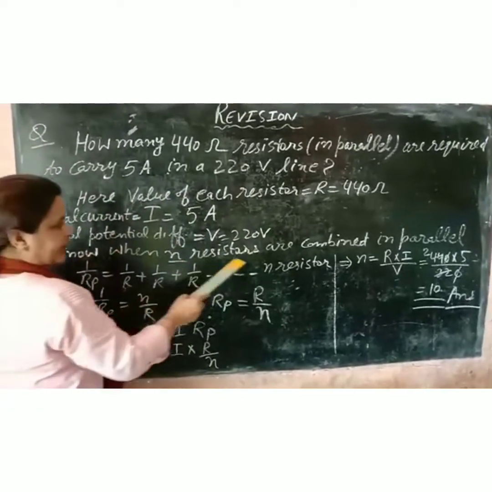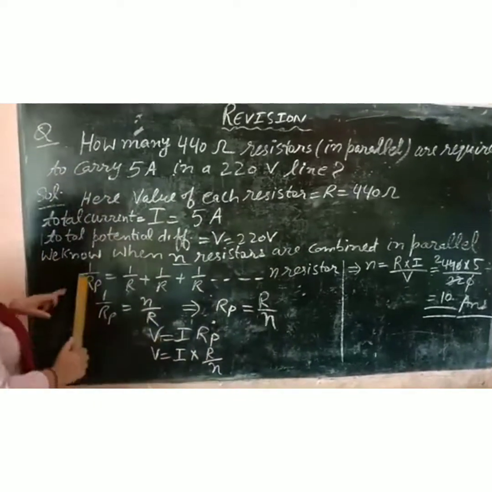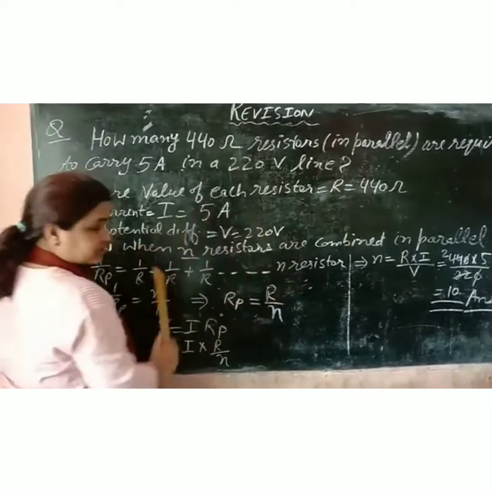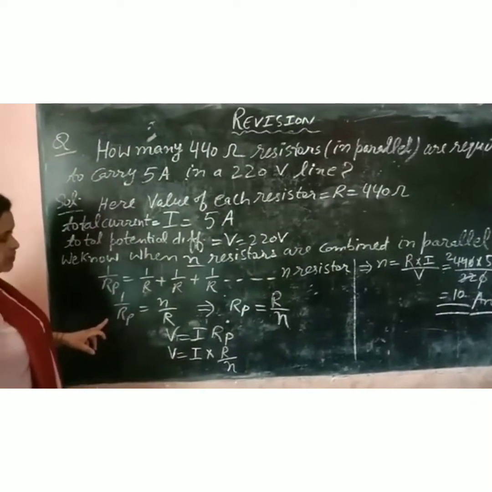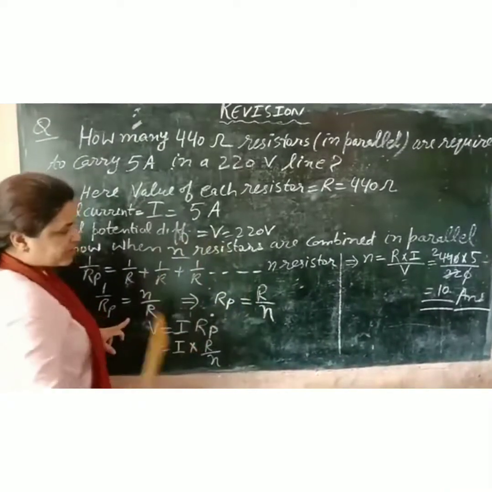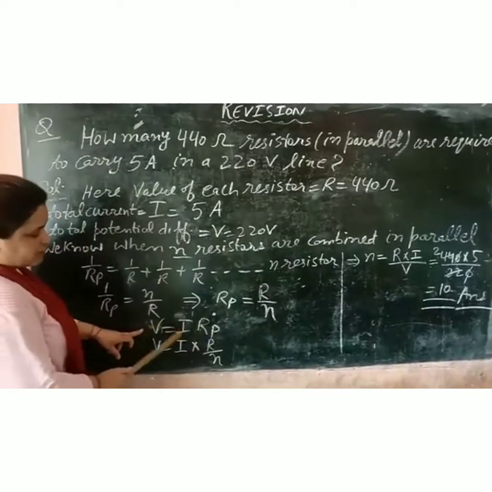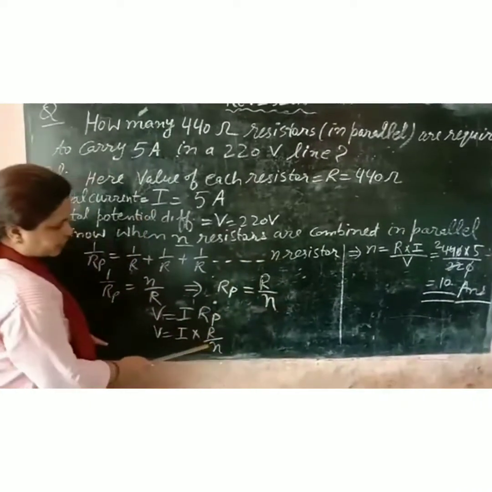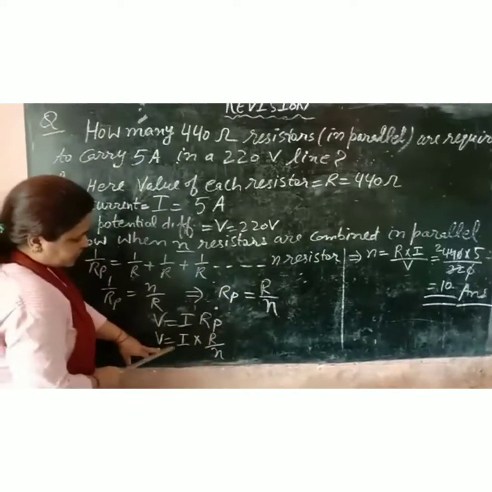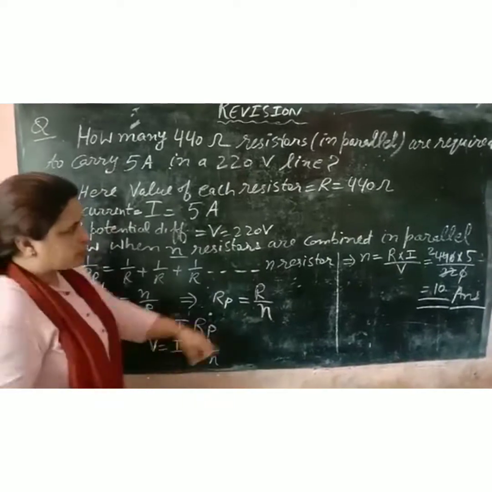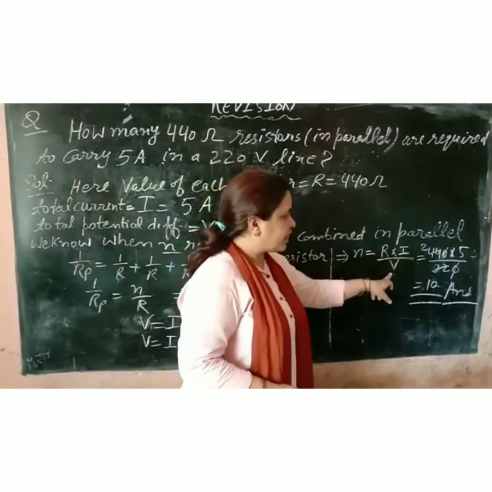So we know that when n resistors are combined in parallel, we use the formula 1 by Rp is 1 by R plus 1 by R, n times. So 1 by Rp is n by R. So when we calculate Rp, it becomes R by n. We know that total potential is total current into total resistance. So we substitute this value here, and V is equal to I into R by n. From here cross multiply and you will get n is equal to R into I by V.